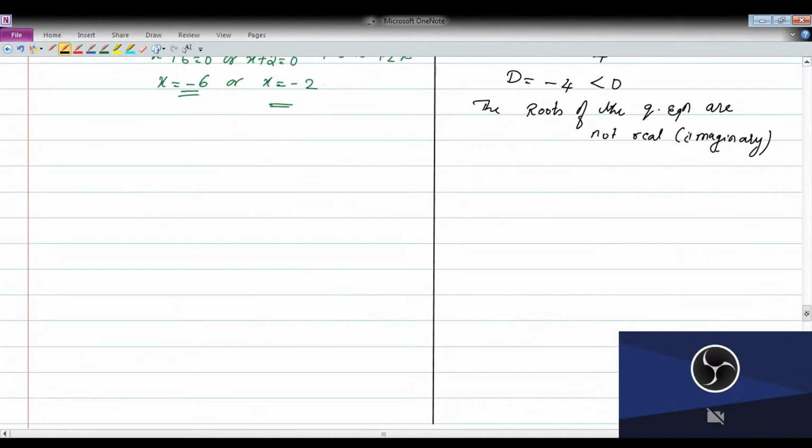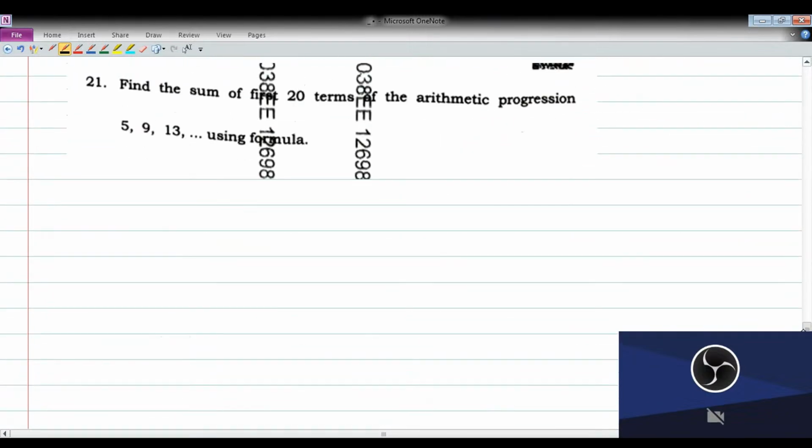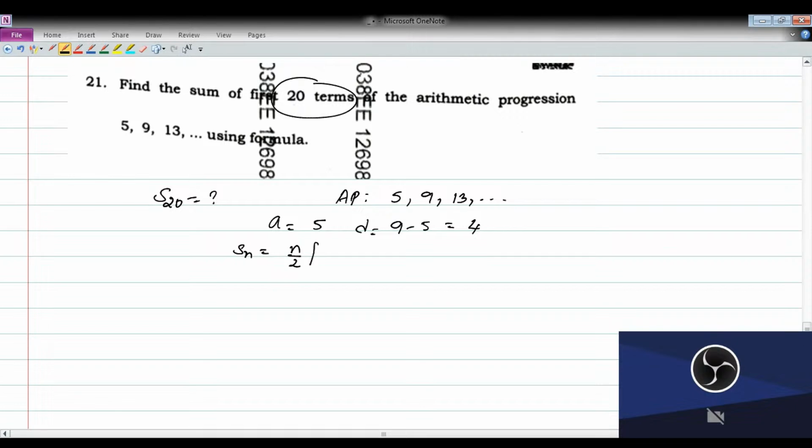Now let us take the question number 21. Find the sum of the first 20 terms. That means I need to find out S20 of the arithmetic progression AP. What is the arithmetic progression? 5, 9, 13. So from the arithmetic progression, we can take A is equal to 5, D is equal to 9 minus 5, so that is equal to 4. So I need to find out S20. Let us use the Sn formula. Sn is equal to n by 2 into 2a plus n minus 1 into D.